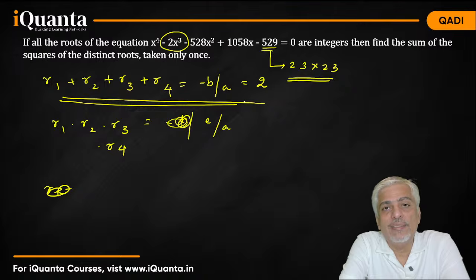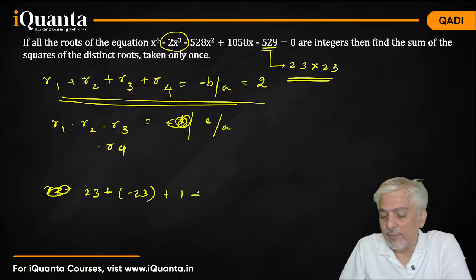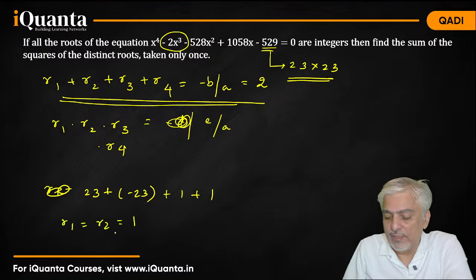Now, what do you mean by sum of the roots is 2? Which means 23 and 23 is definitely cancelling. That means one root was 23 and the other was minus 23. And the other both were 1 and 1. So that means R1 and R2 both were 1. R3 was 23 and R4 was minus 23.